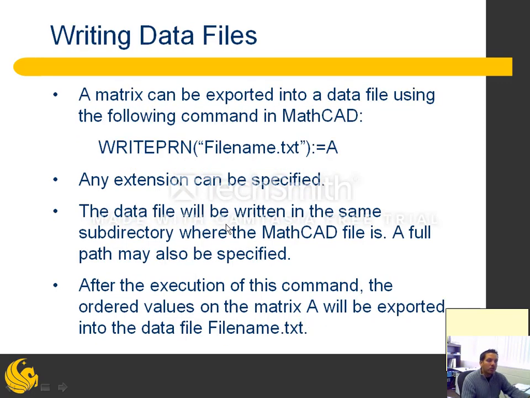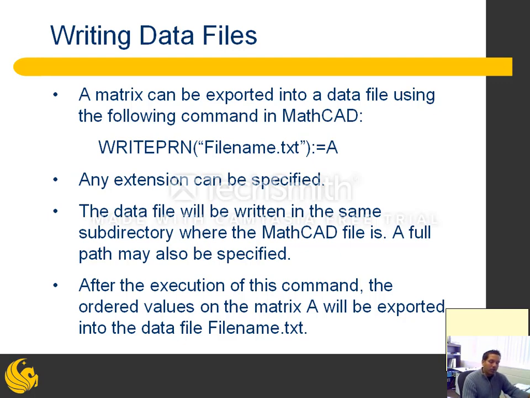We can also write a matrix that we have created into a text file, and we do that with writePRN. So we can write PRN as A, or write a file name, whatever the contents of A are. We can use any extension we want. The data file will be written in the same subdirectory as the MathCAD file is saved. If not, you need to specify a full path, and then after the execution of these commands, the ordered values of A will be exported into filename.txt.